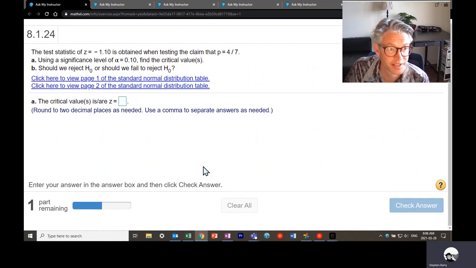So they say a test statistic. They're telling us that they're using a Z-score, all right? And again, this is the calculation that normally you would do based off of the sample data. And they say we're testing a claim that P equals 4 over 7. So again, this is kind of confusing. Let's try and reverse engineer what they're asking.